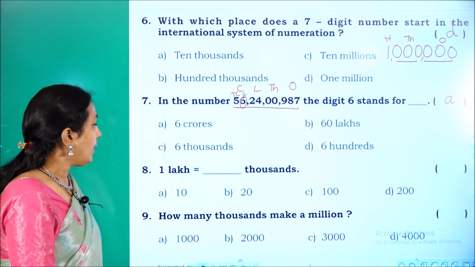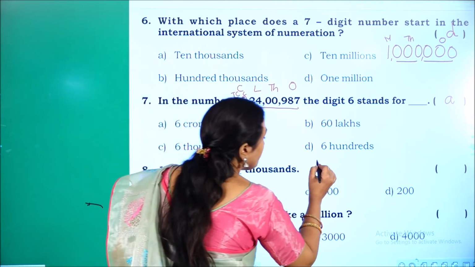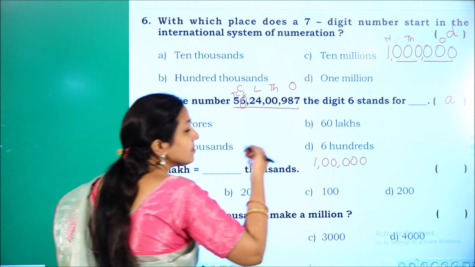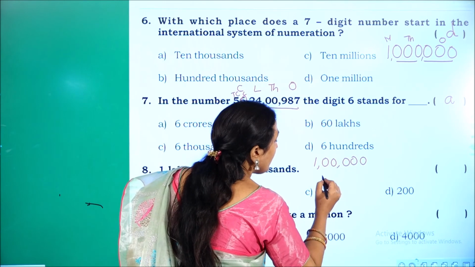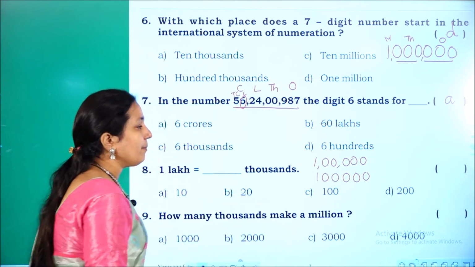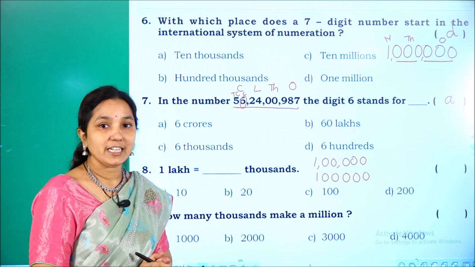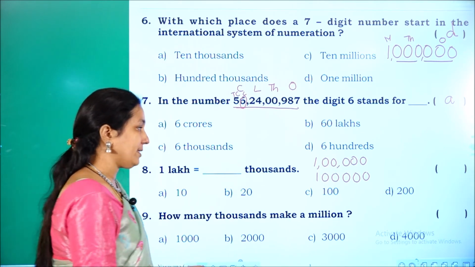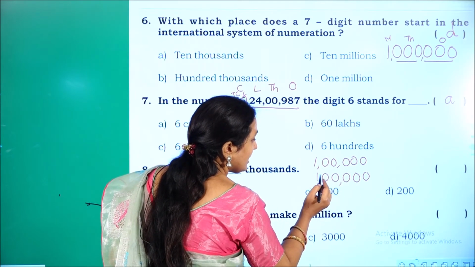Coming to next one. 1 lakh equal to dash thousands. So first write the 1 lakh. Now this is the Indian system. We have to represent it in the international place value system. Same number I am taking without commas. Now I am representing it in international place value. In international place value, every period consists of 3 places, that is ones, tens, hundreds, comma, 1000, 10,000, 100,000.